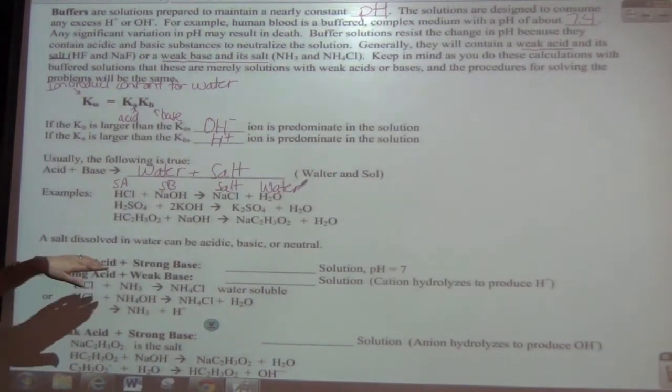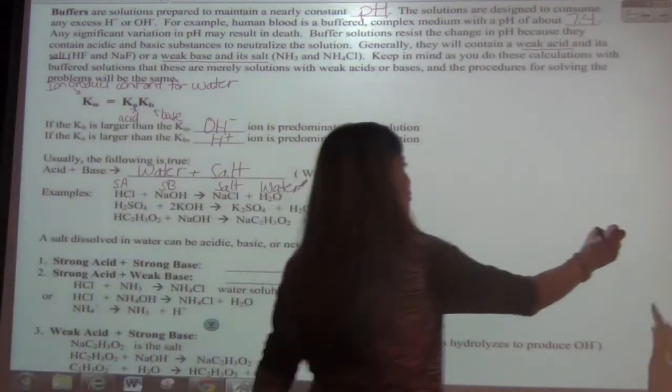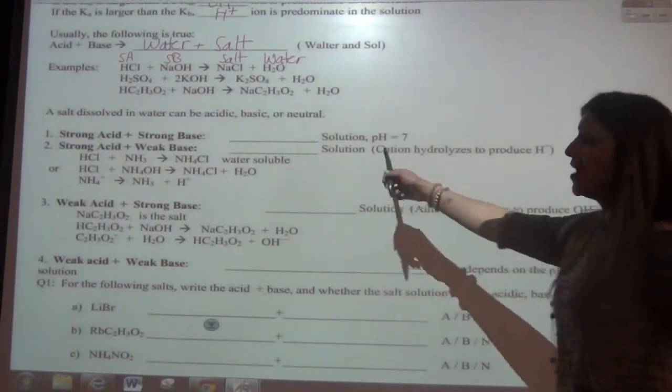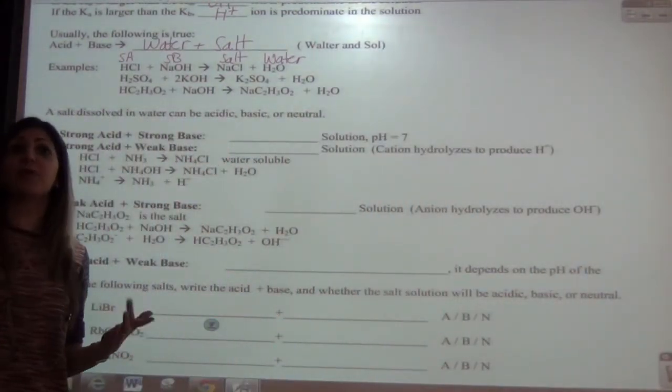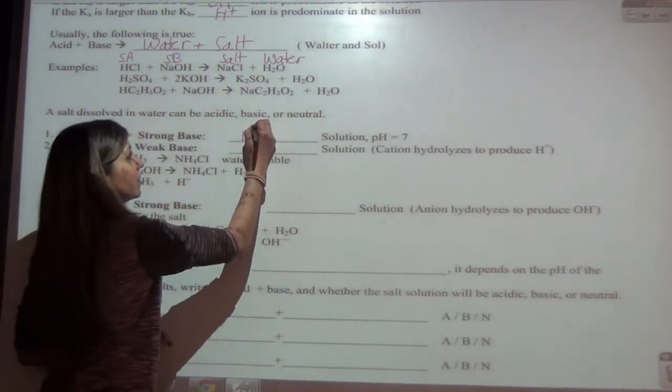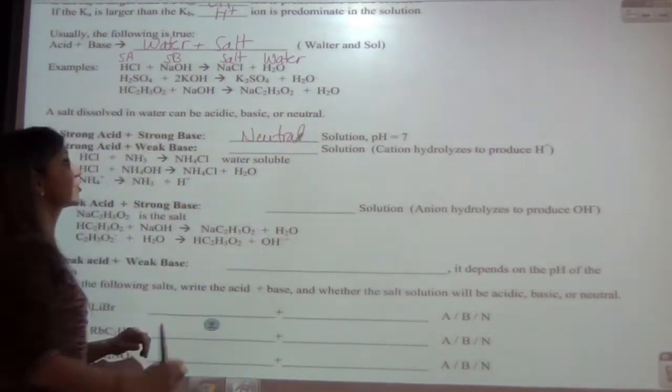So strong acid plus strong base. If you have a strong acid and a strong base, then what's going to happen is you pretty much get a pH of about 7, which means that our solution we would call what? Neutral. Awesome. So you're going to call that a neutral solution.